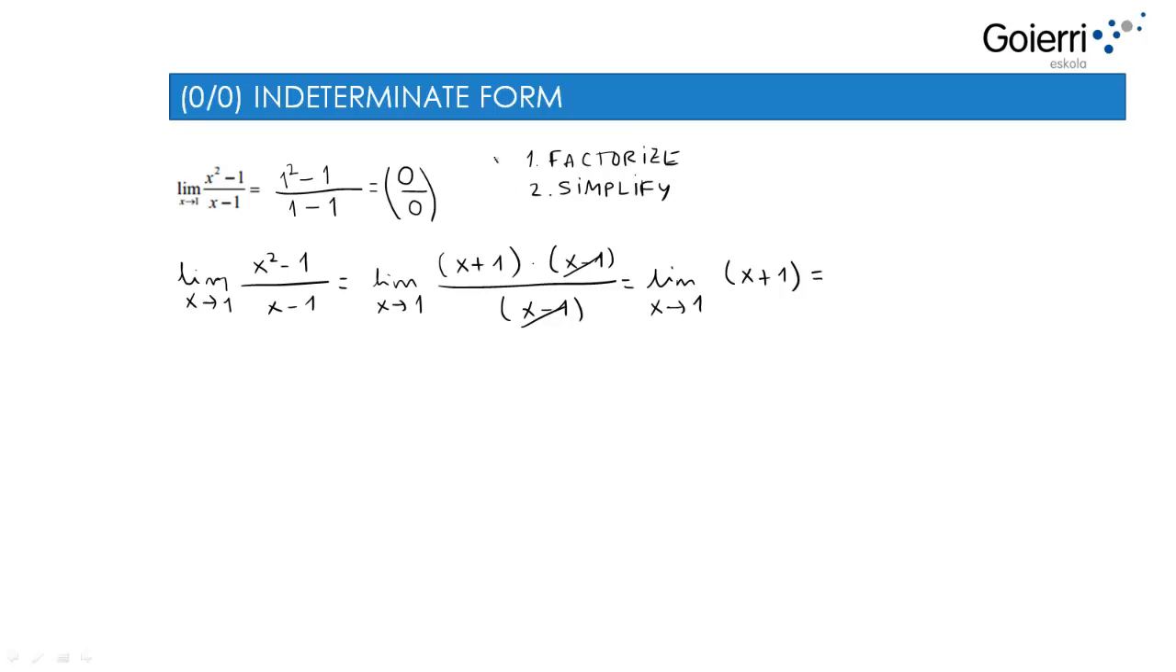We have already factorized it and simplified it, so the last step is to plug 1 into the function. So here I have 1 plus 1, this is 2. So the result of this limit is 2. Pay attention that when I'm plugging my number into the function, I don't write the limit before, okay?